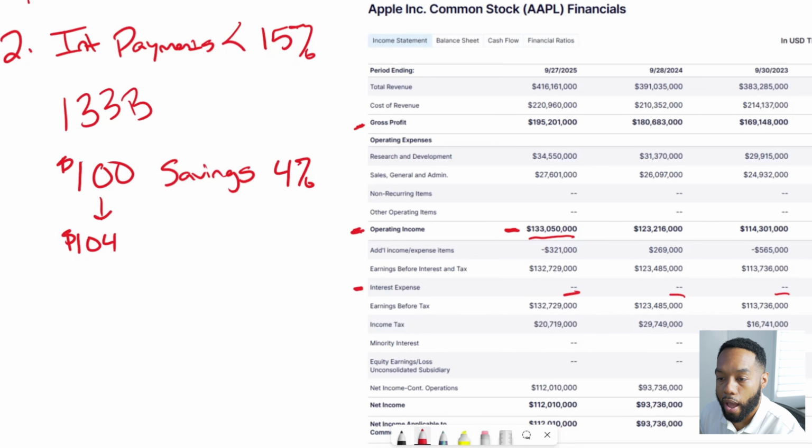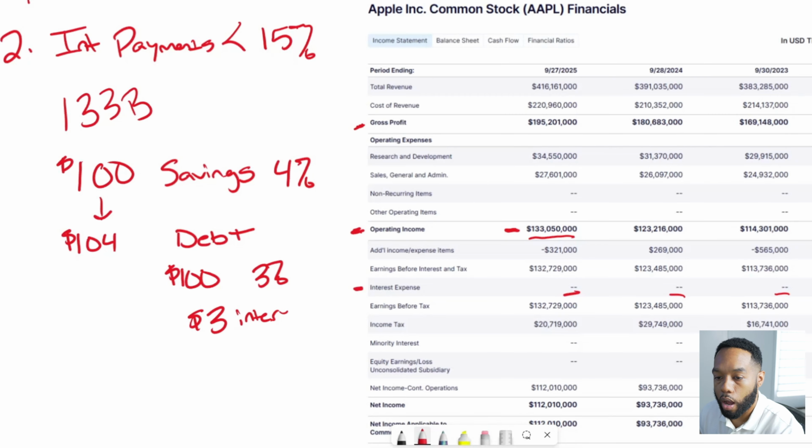Now let's say you had some debt, and on this debt, you borrowed $100 and you only had to pay a 3% interest rate. So at the end of the year, you had to pay $3 in interest. Well, I earned $4 in interest, but I had to pay $3 in interest. So I end up with a positive $1 outcome. So in Apple's case, when it has the double dashes, it's meaning that the interest that they're earning versus the interest that they're paying evens out, and it's negligible. Therefore, they have no interest expense, which is below our 15%.